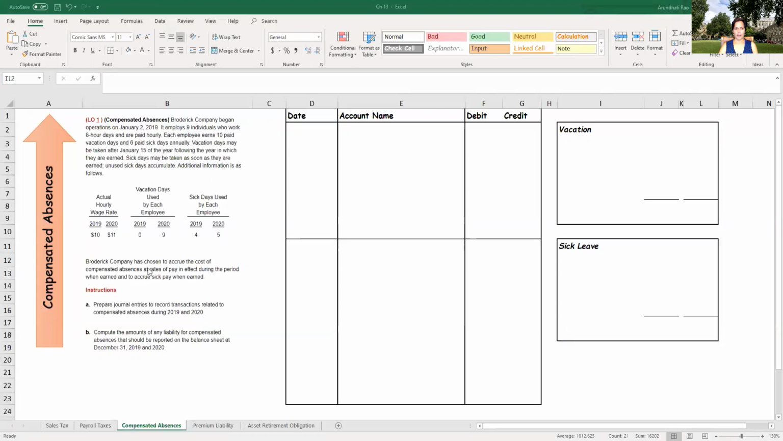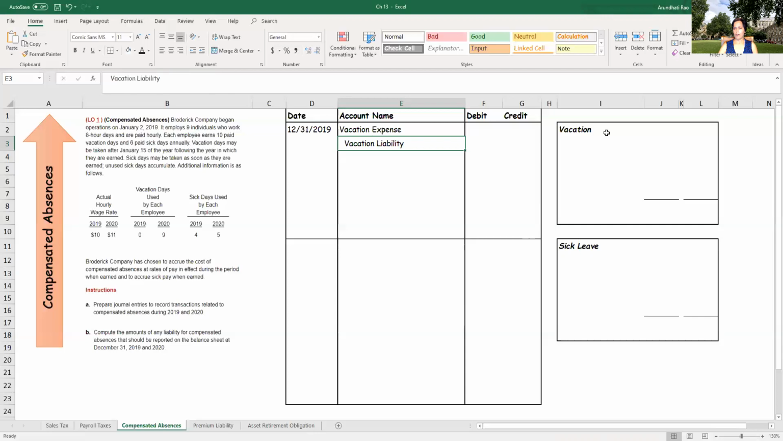So they tell us that the company has chosen to accrue the cost of compensated absences at the rate of pay in effect during the period in which they are earned, and to accrue sick pay when they are earned. So once again, at the end of each year, they're going to do all the journal entries based on the current wage rate. So let's start with December 31st, 2019. We know that we are going to have vacation expense, and we're going to have a liability.